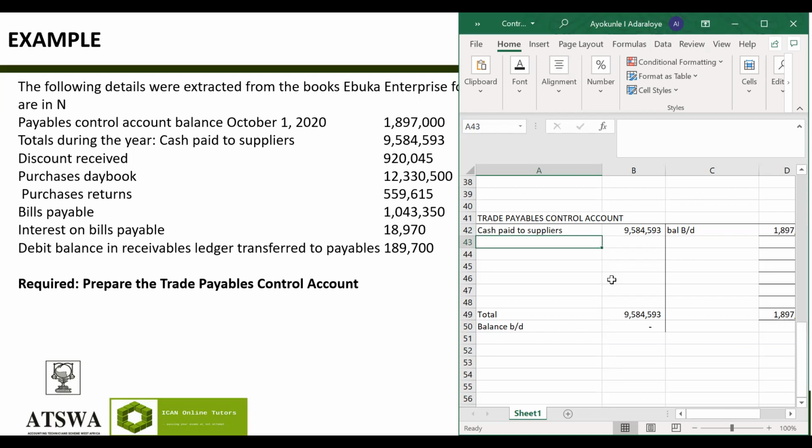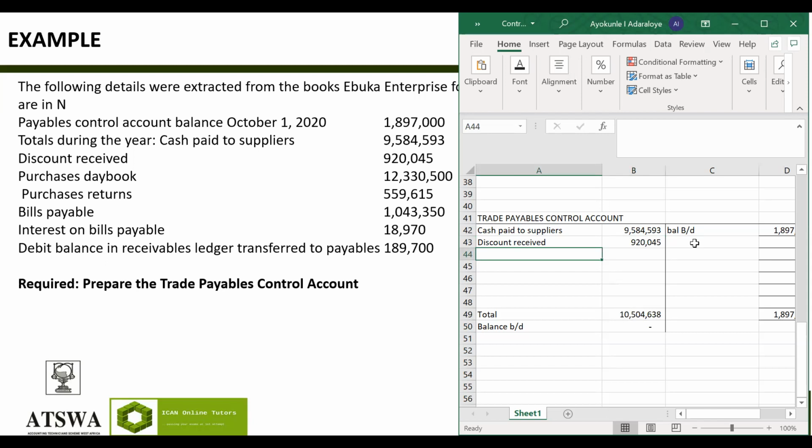Next one, discount received. When you receive discount, does it increase your amount or does it reduce the amount that you owe? It reduces. So discount, is it going to be on the debit or credit side? Debit side. How much is it? 920,045. Are we moving? Yes.